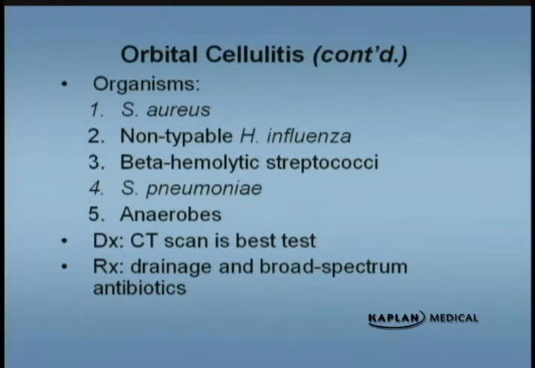The organisms are pretty much the same ones that cause periorbital cellulitis. Other terms: periorbital cellulitis is also called preseptal cellulitis, and orbital cellulitis is called septal cellulitis. So remember those terms and keep them straight. The best test, once you've got that suspicion that the eyeball doesn't move, is to send the patient for a CT scan. That is your best test. And the treatment is going to be drainage of that area because it's entrapping the muscles, and antibiotics, always covering staph.